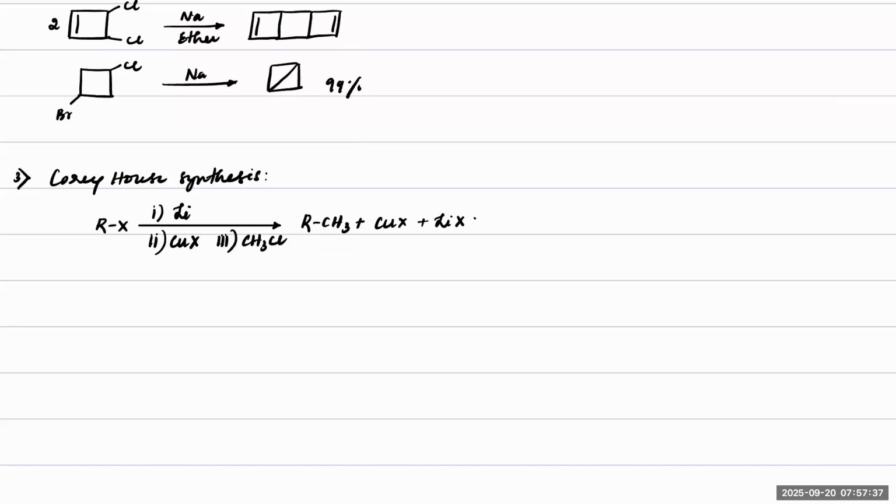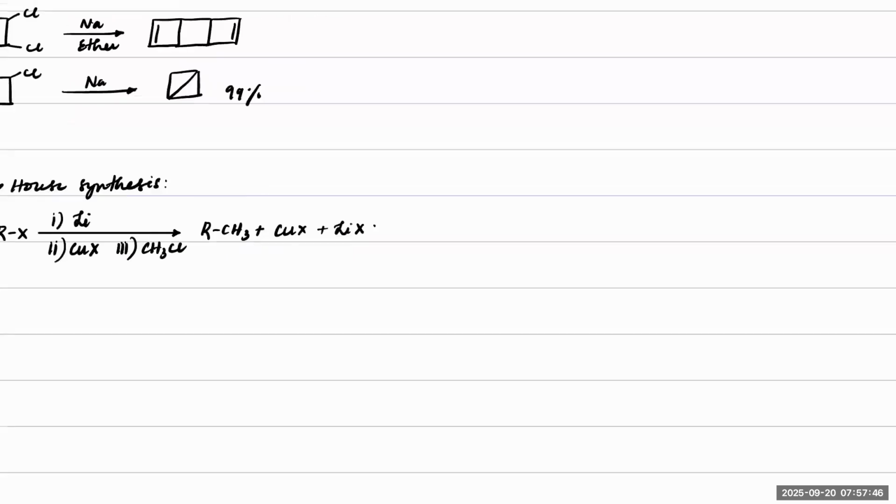So here you can get an unsymmetrical alkane as a major product. Again, we don't have to get into the mechanism here. Just the basic parts you need to know: alkyl halide plus lithium will give you RLi, and RLi when you treat with CuX will become R2CuLi, and this is known as Gilman's reagent. You just need to know this point for now.